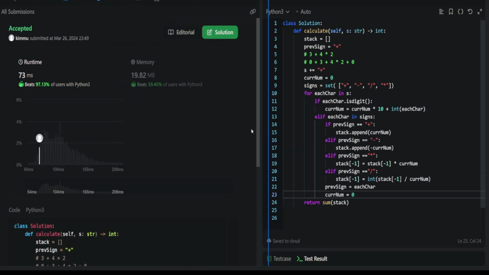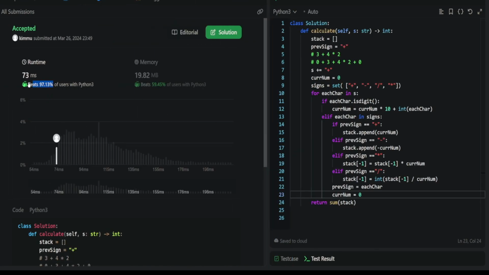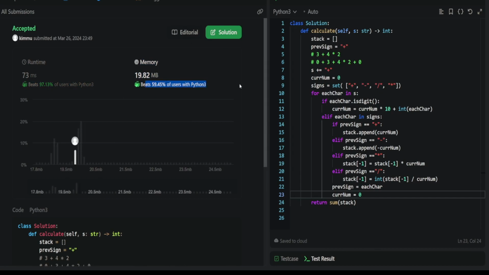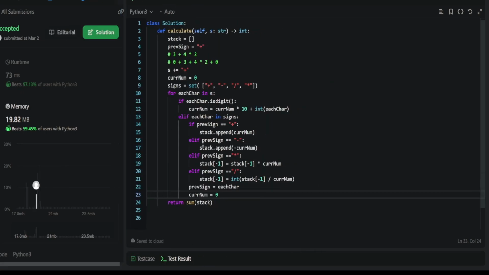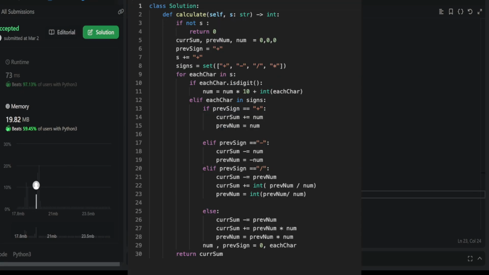And we have passed with flying colors, with a runtime that beats 97% and the memory. Now the memory is short because it's not as efficient; like I said, there's a solution that's solvable in O(1). Now I'll post a screenshot right here. Thank you for watching the video.